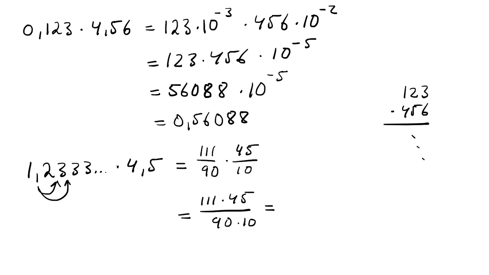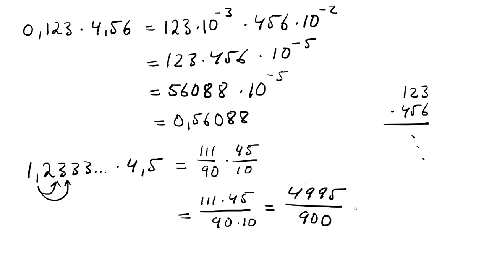So what will this be? Here we can now use the multiplication algorithm since we have integers, and if we do that, we will get the answer of 4,995 over 900. And now we can use the division algorithm since these are integers, so we can arrive at the answer. So we can of course answer like this. We don't have to answer as a decimal number. So this is the answer.